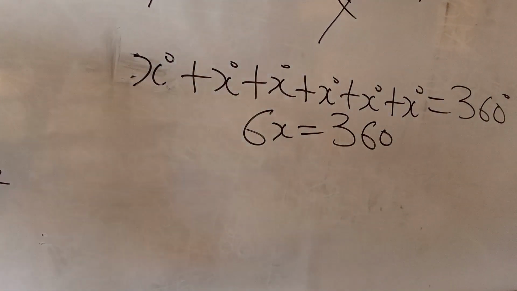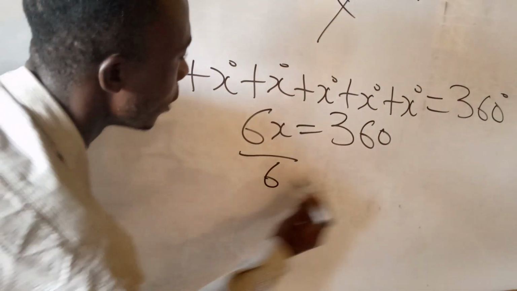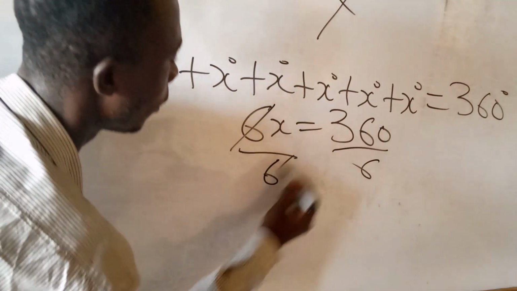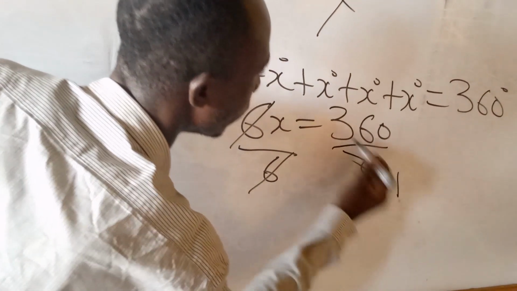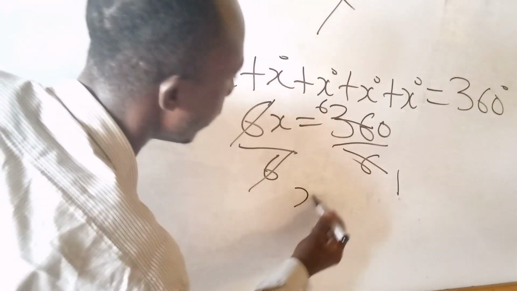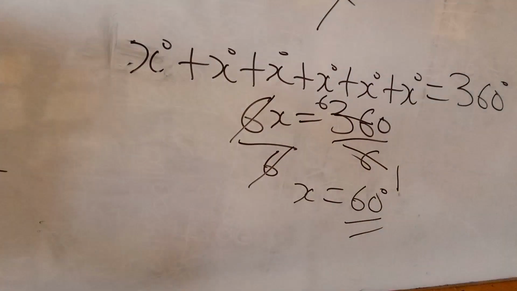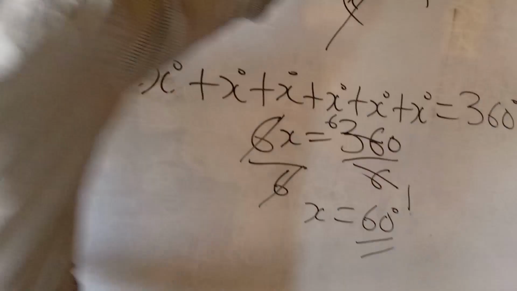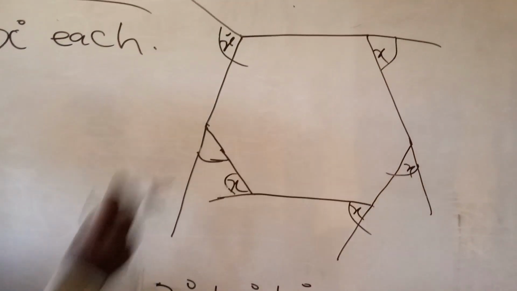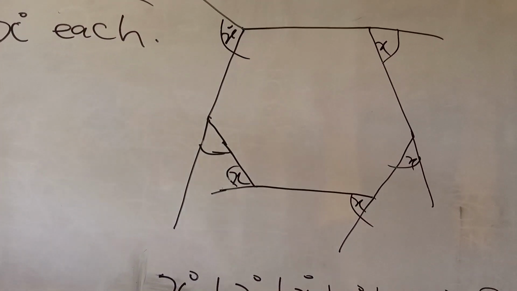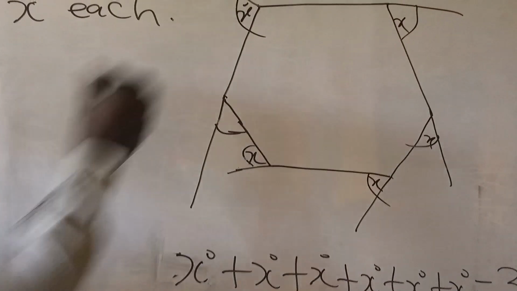Once we have this, you divide both sides by 6. 6 goes into 6 once, 6 goes into 360 sixty times. x is equal to what? 60 degrees. This means each exterior angle is equal to 60 degrees.